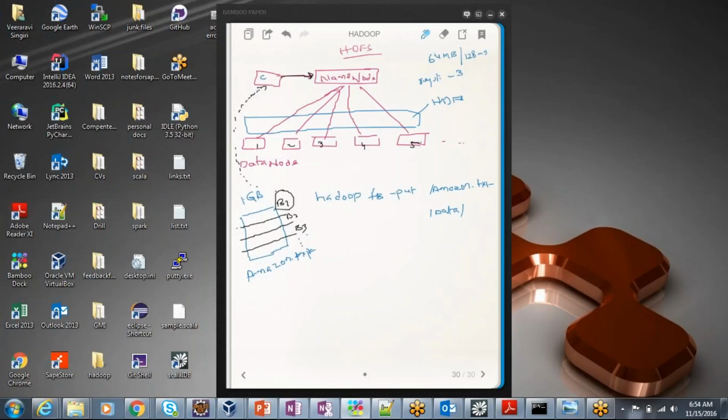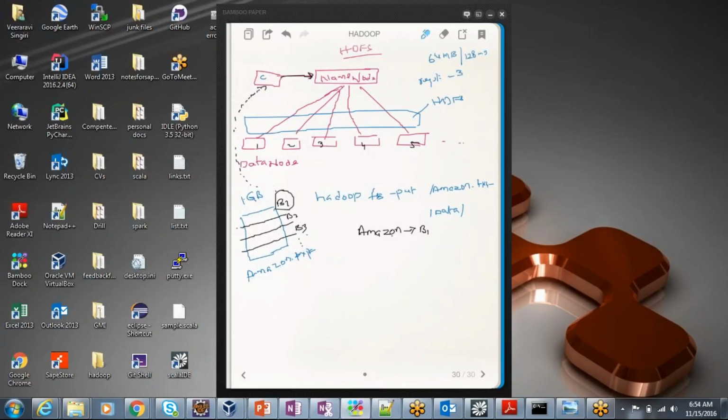Once he finds a few guys who are free, your client will go to the name node saying, hey master, I brought something for you, a file called Amazon. I brought block 1. Tell me where I should store it. Because my replication is 3, I need 3 machines. Give me 3 machines. Then your master will look for who is free.